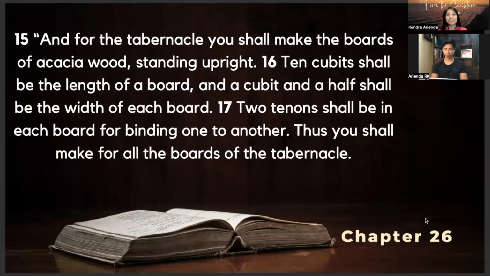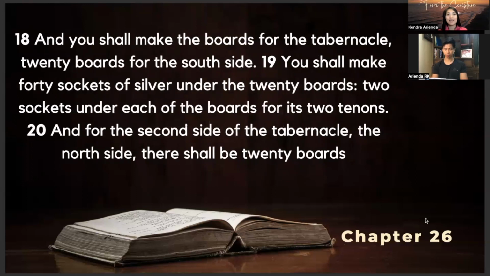And for the tabernacle you shall make the boards of acacia wood, standing upright. 10 cubits shall be the length of a board, and a cubit and a half shall be the width of each board. 2 tenons shall be in each board for binding one to another. Thus you shall make for all the boards of the tabernacle. And you shall make the boards for the tabernacle: 20 boards for the south side. You shall make 40 sockets of silver under the 20 boards, 2 sockets under each of the boards for its 2 tenons. And for the second side of the tabernacle, the north side, there shall be 20 boards.